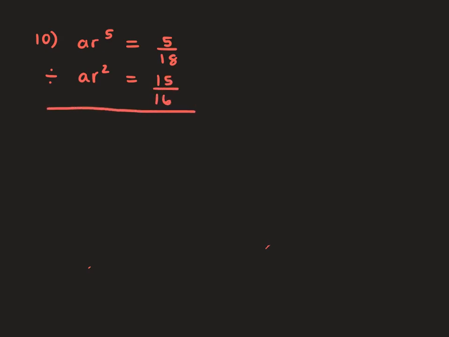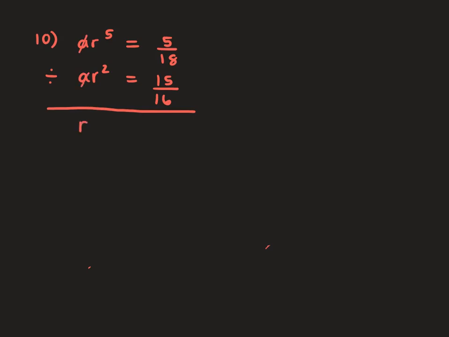Okay, in question 10, I'm just going to start straight away. Term 6 is ar^5. They say that the value of term 6 is 5/18. We're going to divide that by the value of the third term, so ar squared, always one less in the exponent than the position, so term 3, ar squared, is 15/16. All right, so we're going to divide these two.